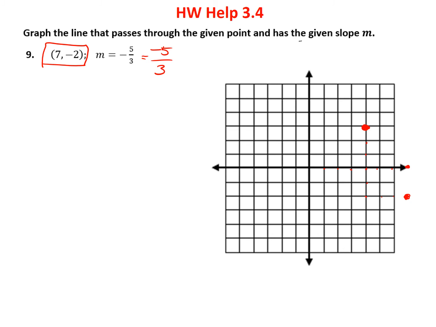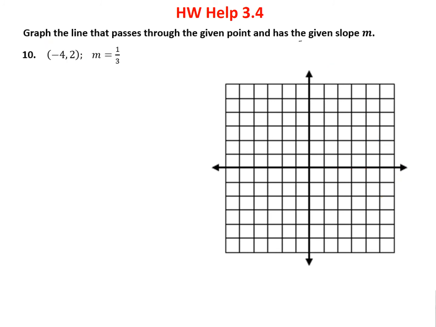Fortunately, on your homework, this point stays on there, but notice I can go back 3 and up 5, and now my graph is going to go through those 2 points there, and we're going to get a graph that looks something like this. So we use the point as our starting point, and we use the slope to find the next point, and then we connect the lines.